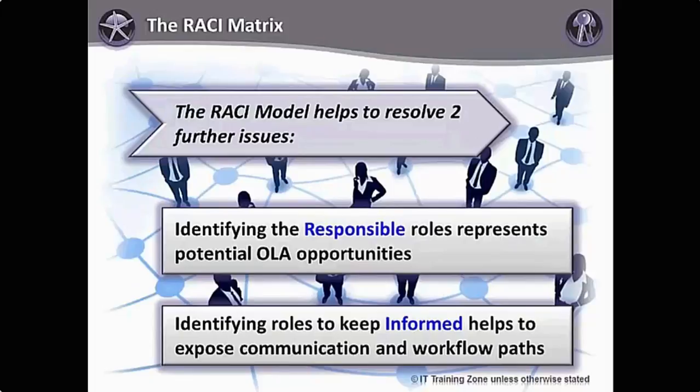The RACI model also helps to resolve two further issues. Firstly, identifying the responsible roles on a RACI matrix typically represents potential operational level agreement opportunities. And, secondly, identifying roles that must be kept informed helps to expose communication and workflow paths. This is helpful for continual service improvement when defining the communication procedures around improvements.